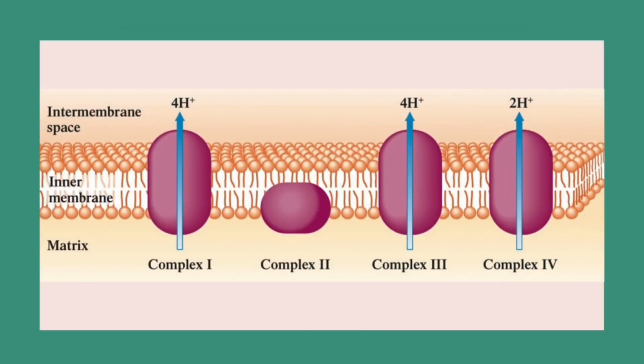As electrons move through the protein complexes in the ETC, energy is released. This energy is harnessed to actively transport protons from the mitochondrial matrix to the intermembrane space. This creates an electrochemical gradient across the inner mitochondrial membrane, with a higher concentration of protons in the intermembrane space.